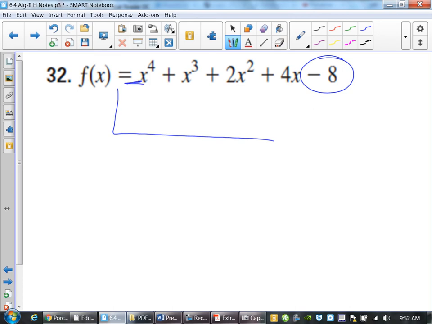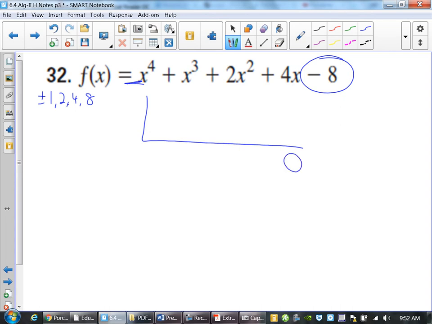What are your factors of 8? 1, 2, 4, and 8, right? What are your factors of 1? 1. So you can have plus or minus 1, 2, 4, and 8. Because I can have -1 times -8 and so on, or positive and positive 8, right? So what I do then is go through this list to find something that gives me 0 at the end. So we'll start with 1.